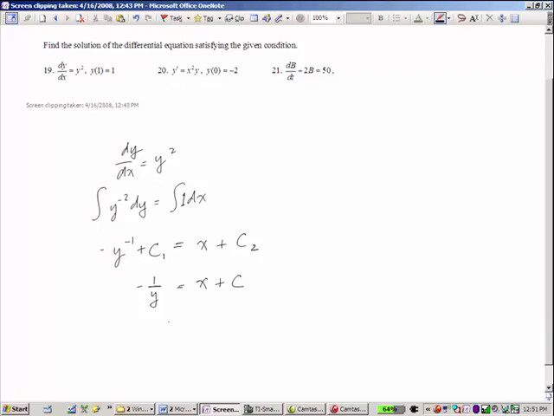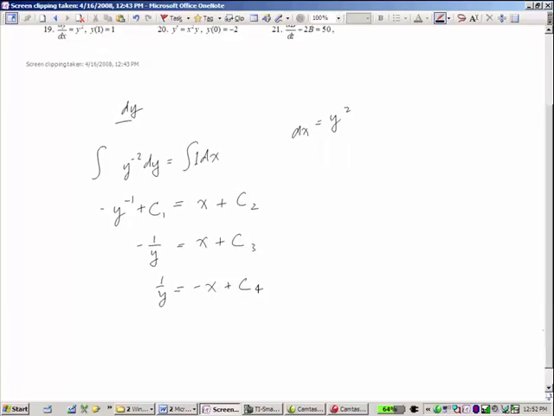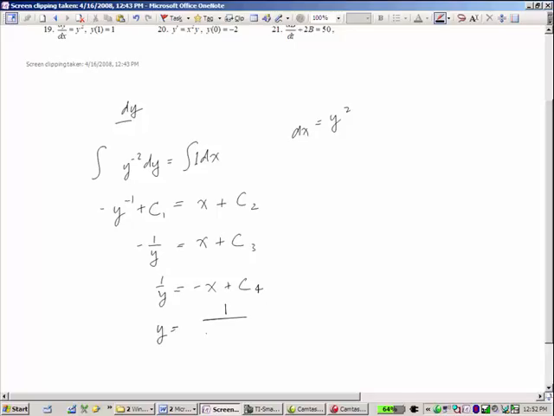And then maybe I will call it c3 because I'm going to multiply through by negative 1, and get negative x. Instead of saying minus c3, I'm going to say plus c4. I could say minus c3, but it's just a constant. So y equals 1 over negative x plus c. Just flip both sides.